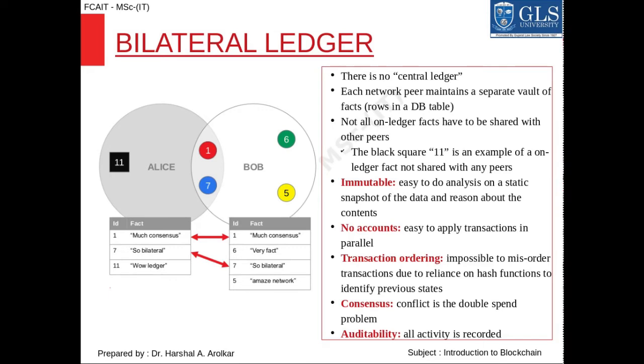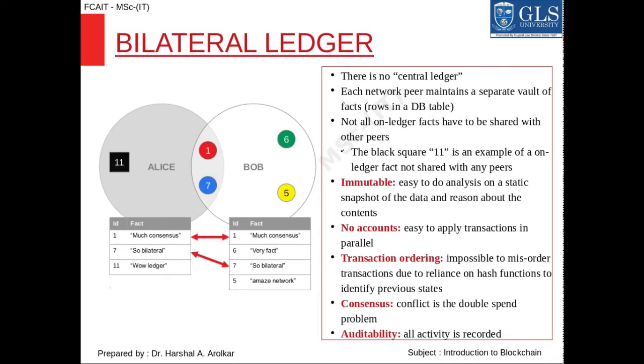Consensus is very easy to maintain because if there is a conflict, it basically means there is a double spend problem, which can be resolved. And auditability of all these activities is also there because everything is recorded. Now you can observe the two tables below these circles of Alice and Bob contain the transactions. So we have facts: much consensus, so bilateral, and wow ledger. These are general simple demonstrations. You may have any fact within this particular statement.